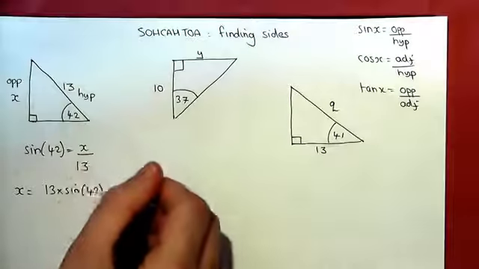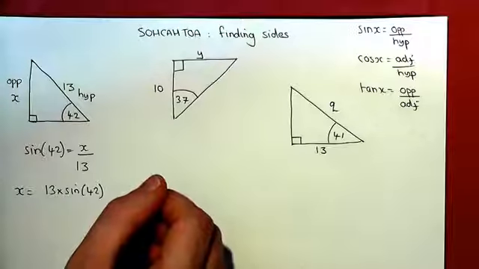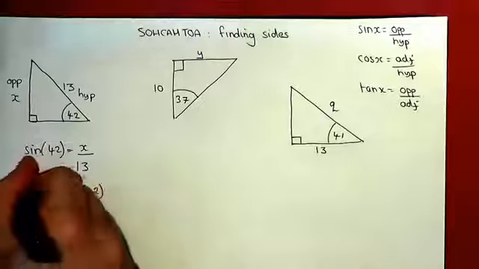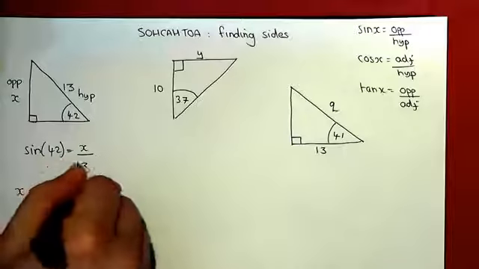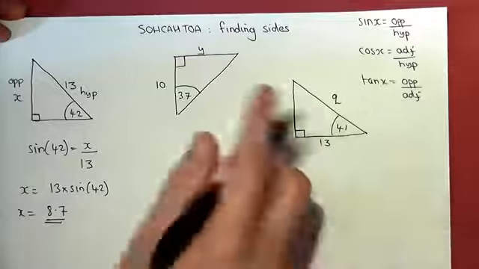So I input that into my calculator as I see it, 13 times sine of 42. And I get 8.7. So x has a length of 8.7.